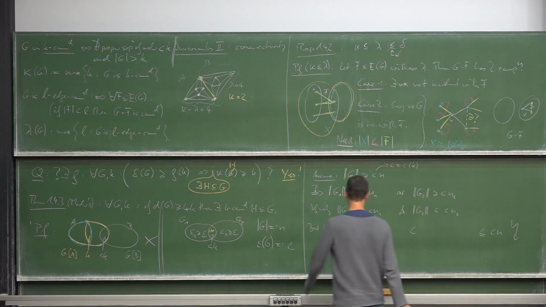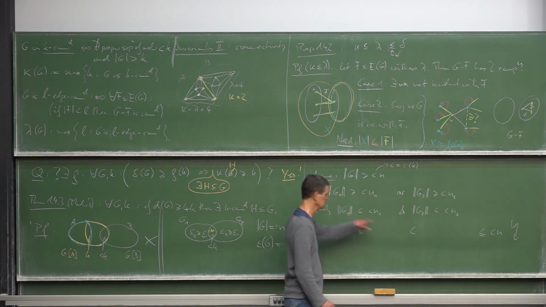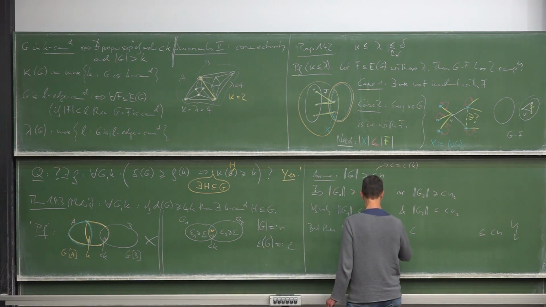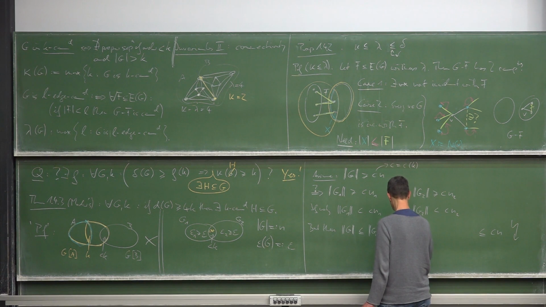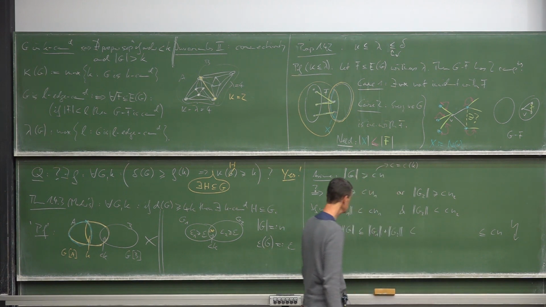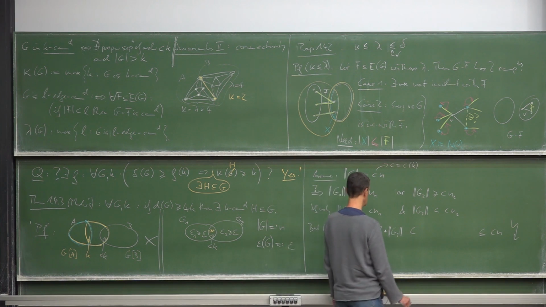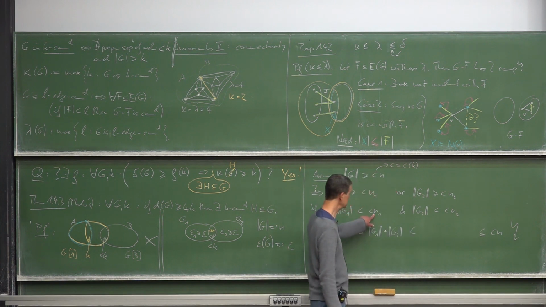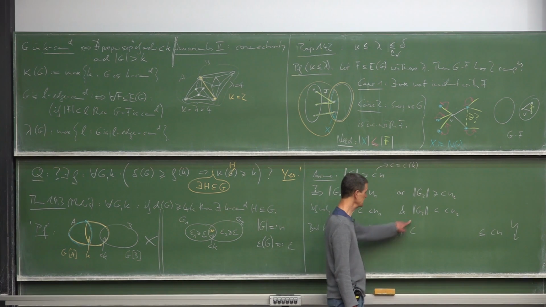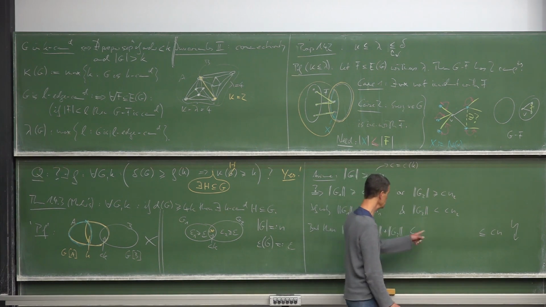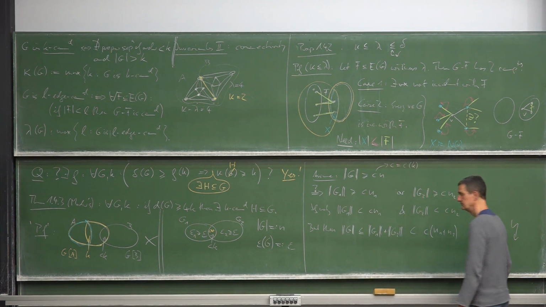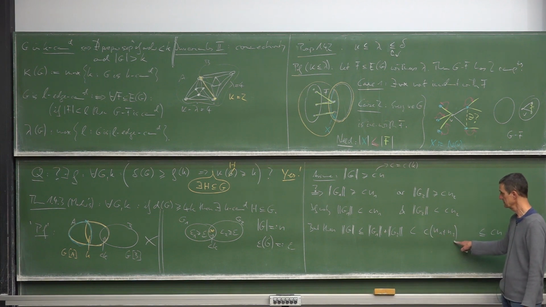Okay, so let's compute that. So how many edges does G have? Well, G is the union of G1 and G2. So this has at most size of G1 plus size of G2 many edges. Now G1 has fewer than Cn1 edges, G2 has fewer than Cn2, so this is less than C times N1 plus N2. Okay, so far so good.